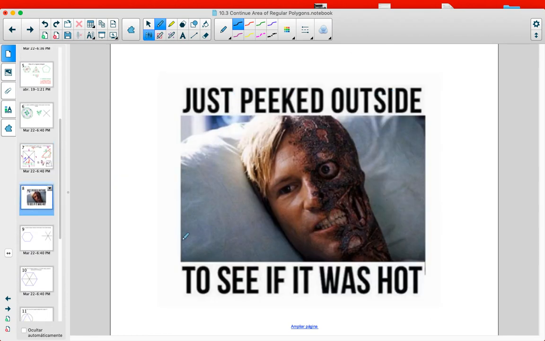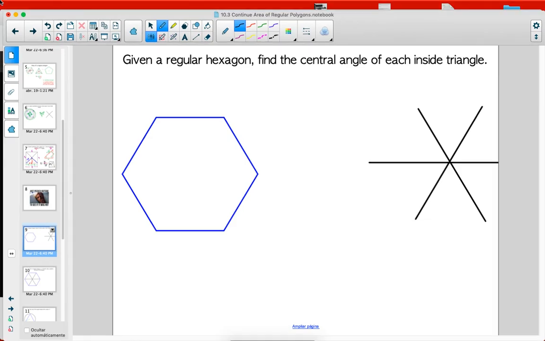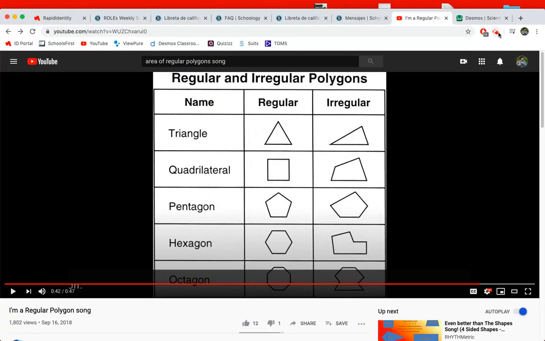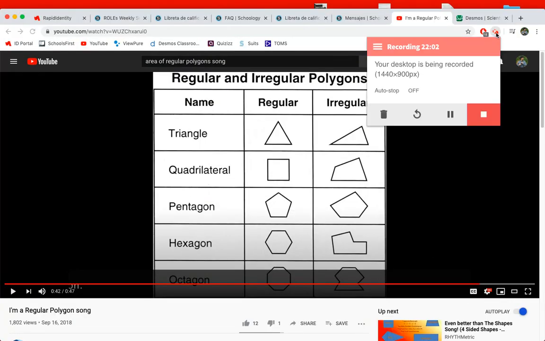Okay. Here's a meme. Just peeked outside to see if it was hot. That's me right now, currently looking at the weather. But I'm glad it's hot. All right, let's try a couple more. I'm going to check how long the video is so far, because again, I like to keep them under 30 or close to 30 minutes.